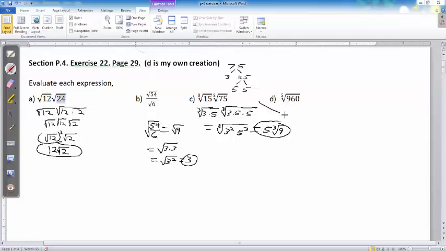D, part D here, just a very large number. So we're going to break it down. And I think on this one I'll actually get to show you guys an upshot of how to work these. So let's see, 960. Well, I think we can start off with 10 times 96. 10 is, of course, 2 and 5. 96.